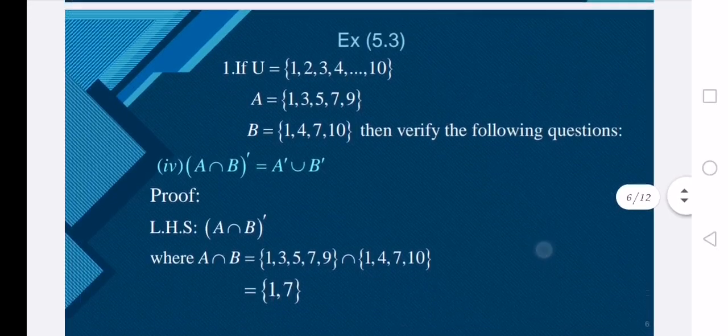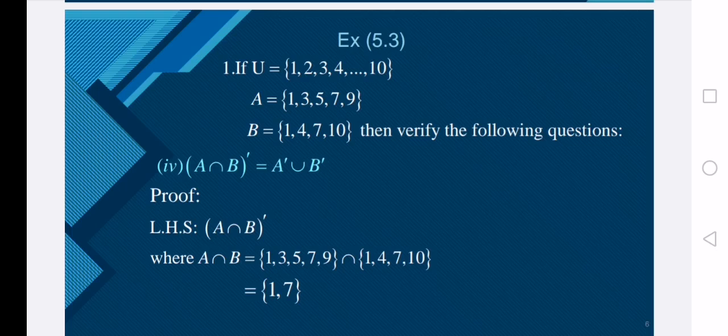Now from exercise 5.3, question number 1 is: if U is equal to 1, 2, 3, 4 up to 10 and A is equal to 1, 3, 5, 7, 9 and B is equal to 1, 4, 7 and 10, then verify the following. In part 4 it is written A intersection B whole complement is equal to A complement union B complement, which is obviously the second part of De Morgan's law.